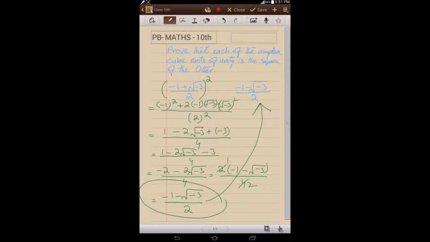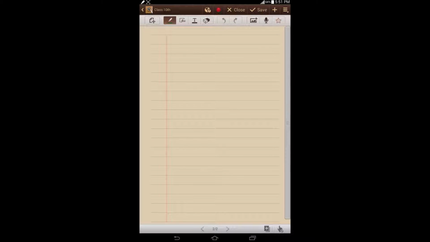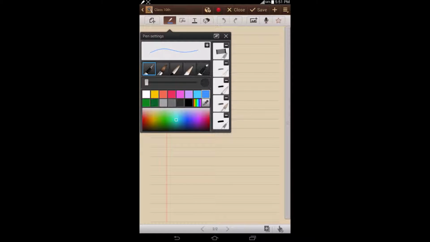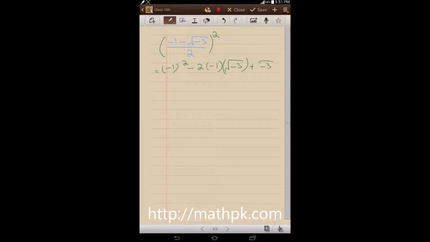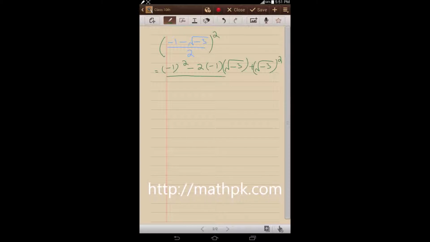Okay, now we'll prove the other part. What is the other part? We have -1 minus √-3 divided by 2. So now let's take the square of this one. It is equal to (-1) squared, then minus 2 into -1 into √-3, plus √-3 squared, divided by 4.